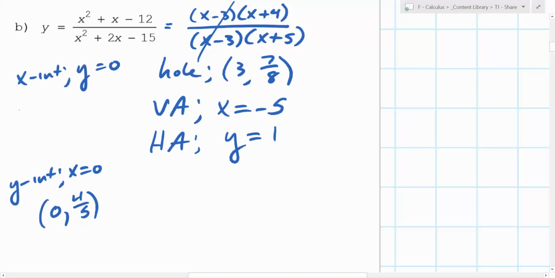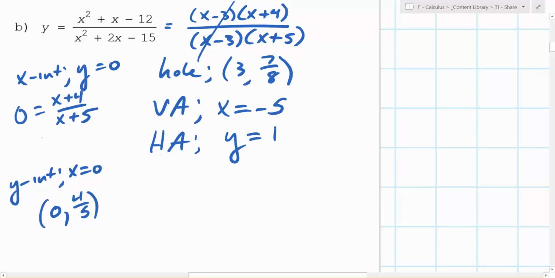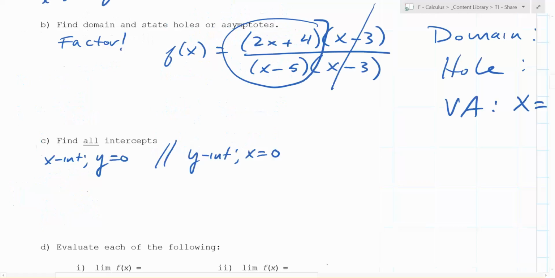What about the other one? 0 equals x plus 4 over x plus 5. So what's the y-intercept? Connor, what's the y-intercept? The y-intercept is when you plug in 0 for y. Sorry, what's the x-intercept? I mean, what's the x-intercept? 0 for y, so what's it going to be? How do I make that equal to 0? What do I plug in for x to make that equal to 0?